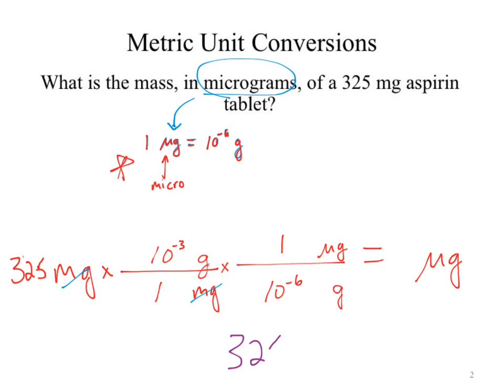We should get 325, what was that, million? We already had this conversation. That's 1,000, yeah. 325,000. Okay? Questions?